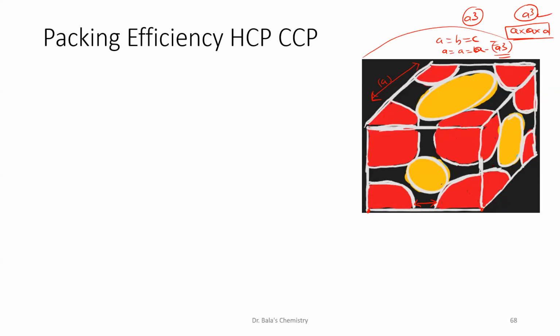We can't directly measure it because there will be gaps. From this end to this end is called the A value. Am I right? That's the edge length. But between these two atoms there will be some empty space, and we can't predict what that space is. So we have to calculate the edge length in terms of radius.